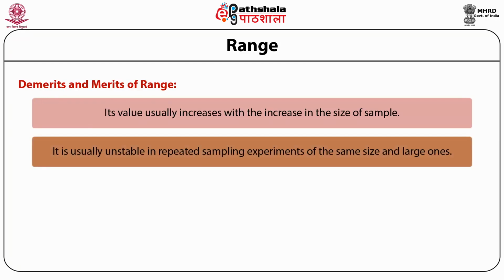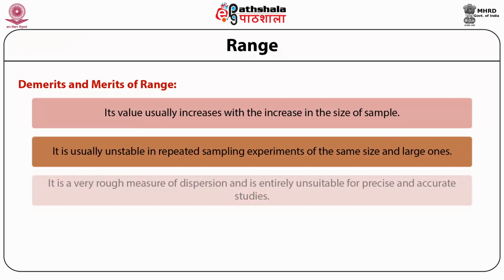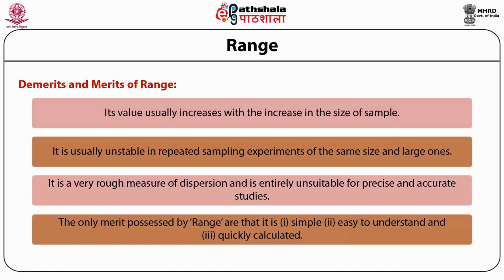It is usually unstable in repeated sampling experiments of the same size and large ones. It is actually a rough measure of dispersion, and it is entirely unsuitable for precise and accurate studies, or rather you can say it is a measure for the raw study. It is simple, easy to understand, and can easily be calculated, but you have to check where you have to use this tool of range. Where you want to calculate the lowest and the highest value, and you want to see the variation between the lowest and highest, you find out this measure, range.